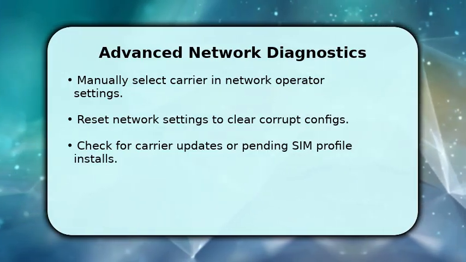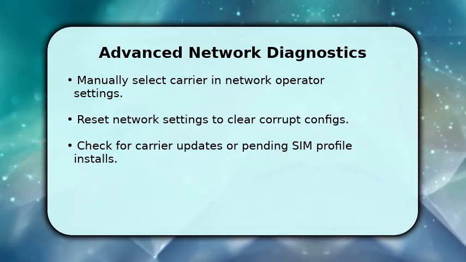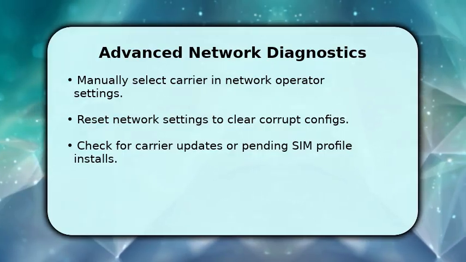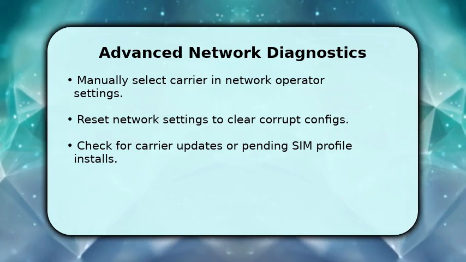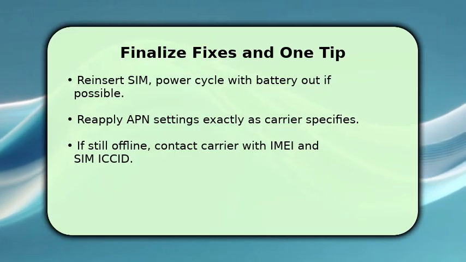Make sure to check for carrier or system updates and complete any SIM profile prompts. These updates often restore proper authentication and roaming rules. Finish by power cycling the device after reinserting the SIM. If removable, briefly remove the battery to fully clear the radio.